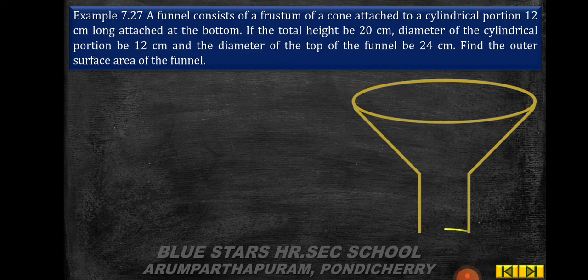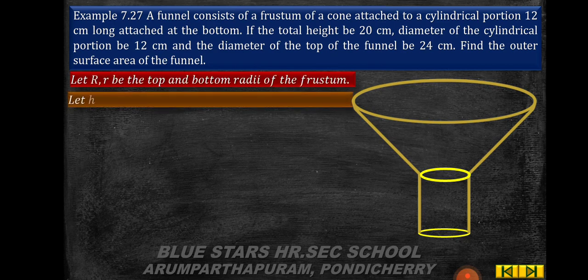So this is the funnel. Let capital R and small r be the top and bottom radius of the frustum. If you consider the top portion of the funnel, it looks like the shape of a frustum. Let H1 and H2 be the height of the frustum and the cylinder. So the bottom portion looks like a cylinder.